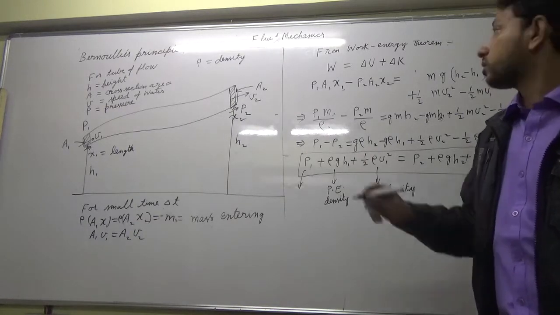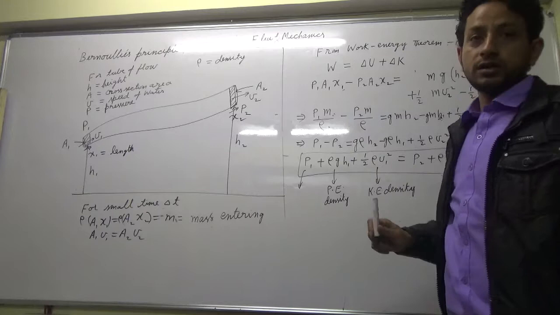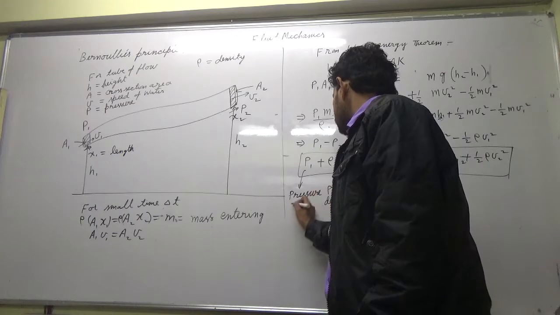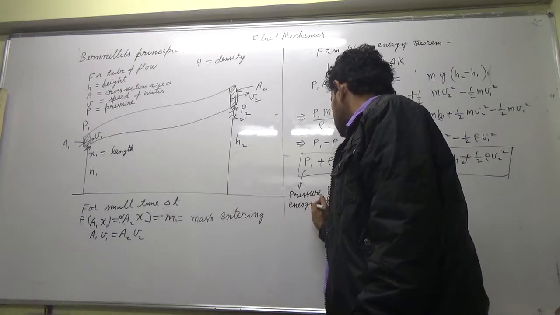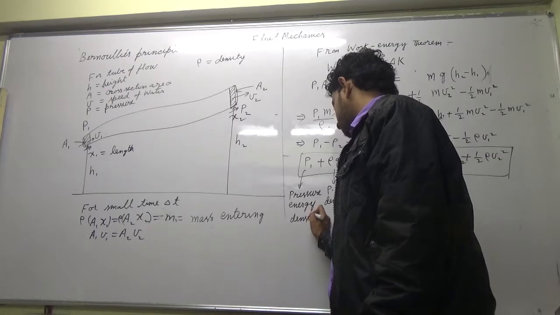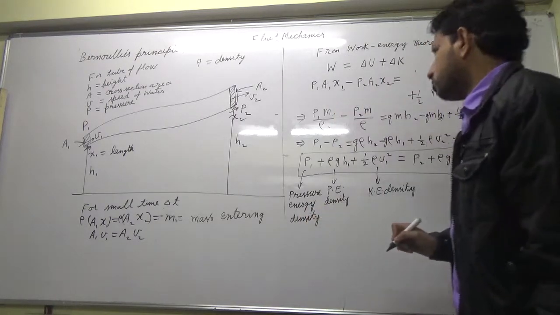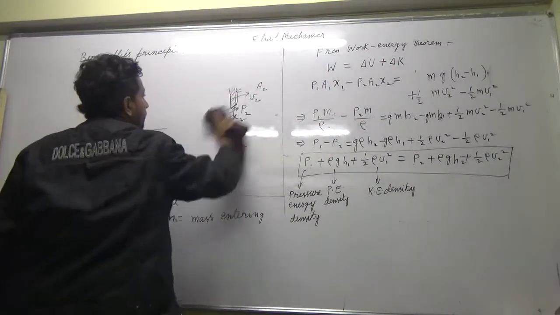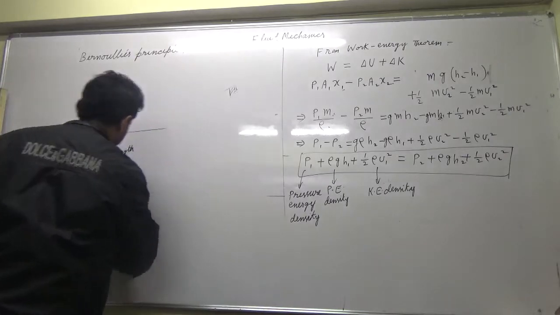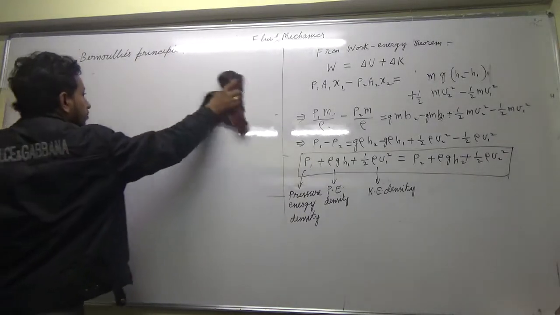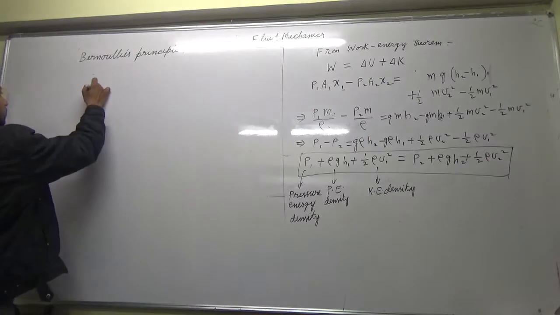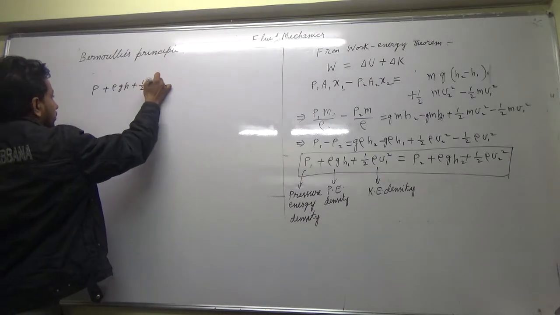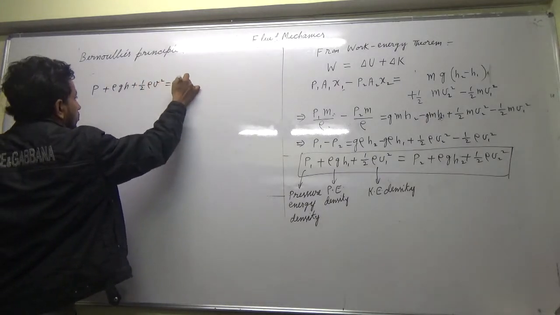This term has come from the work. You can see this has come from work. So pressure energy density. Okay. So we write in a compact form, we write it like this: P plus rho g h plus half rho v square equal to constant.